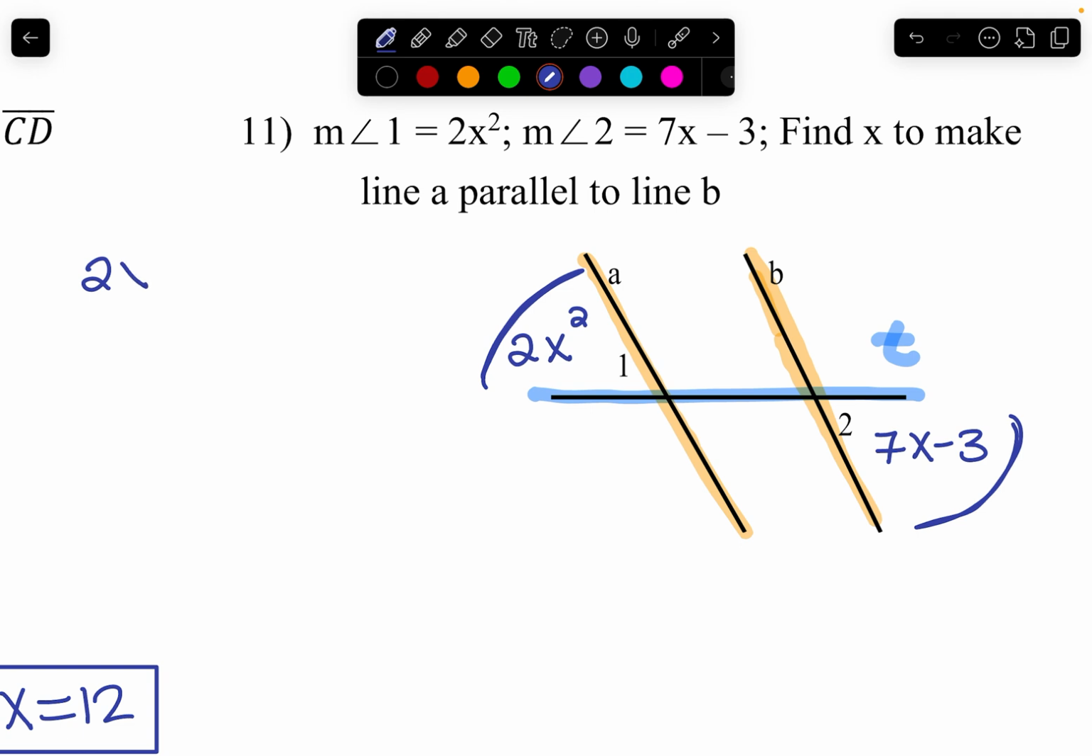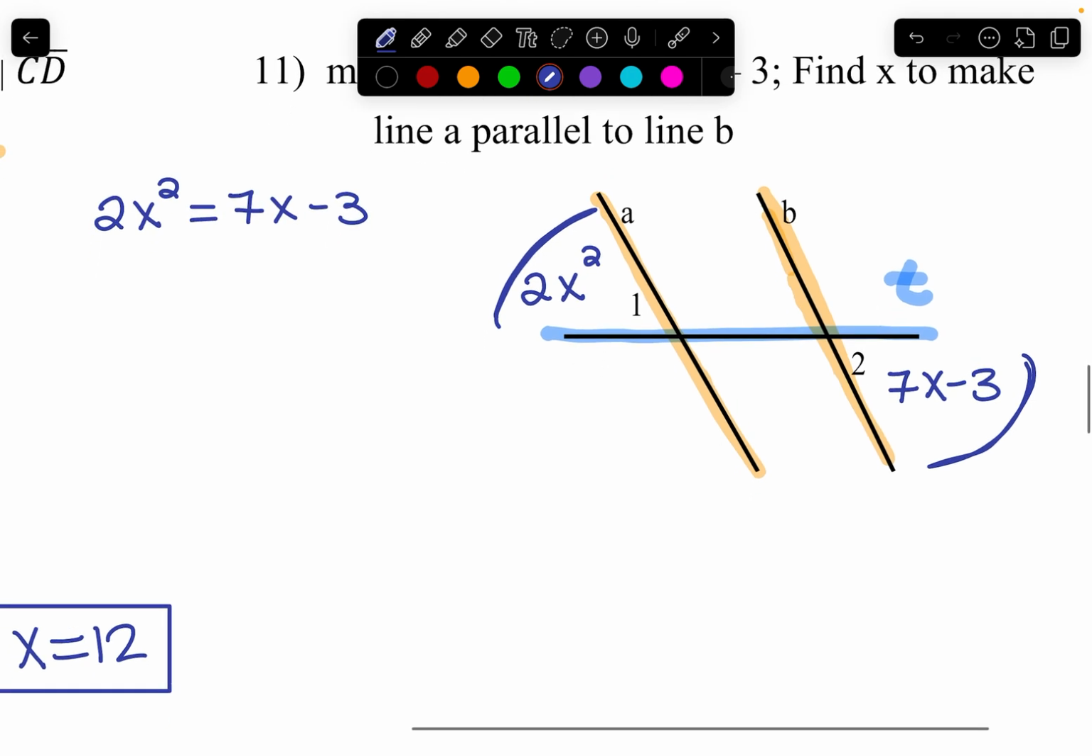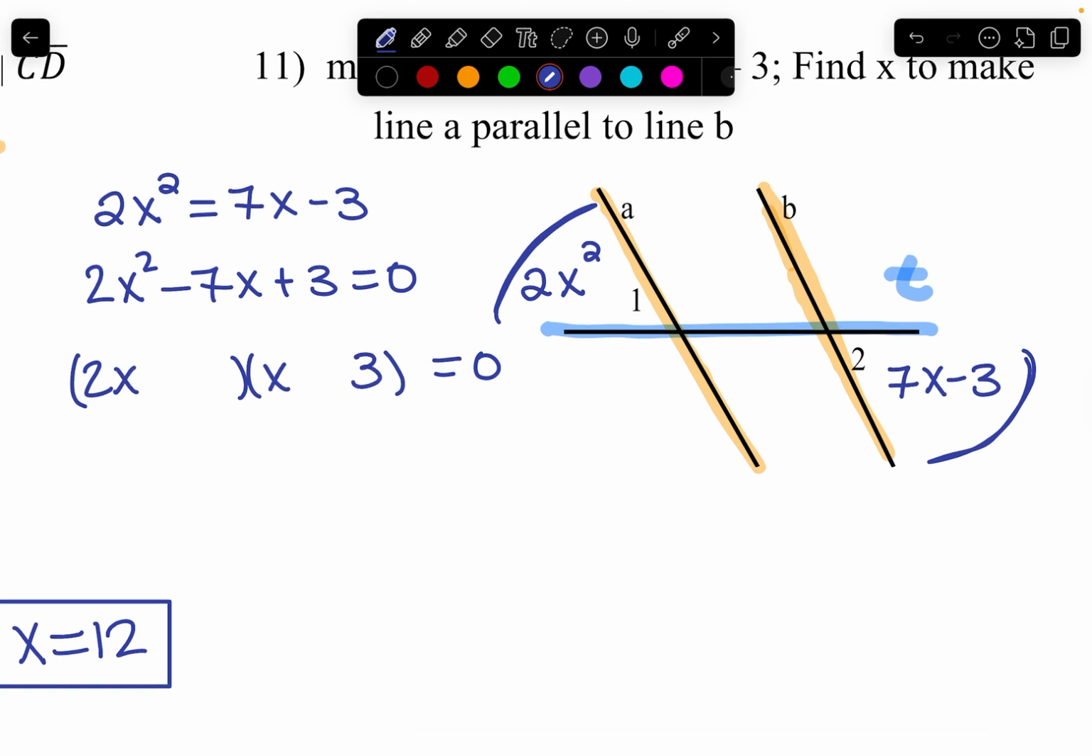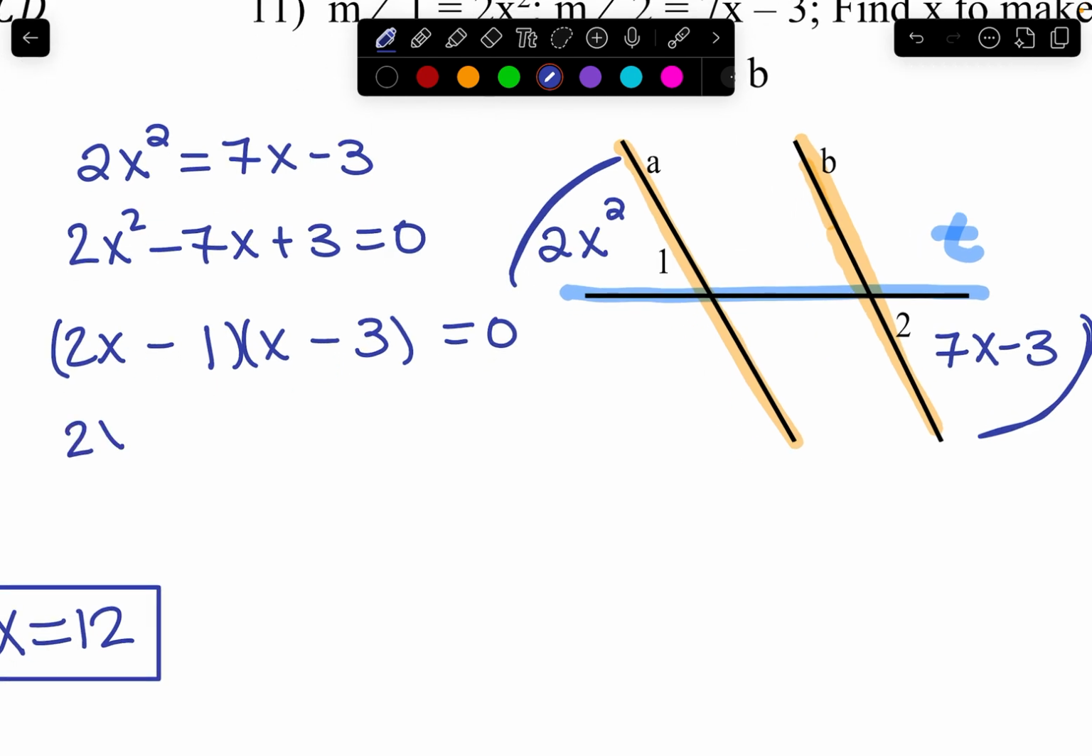And alternate exterior angles are angles that are congruent to each other. So we're going to set 2x squared equal to 7x minus 3. We have a quadratic, which means that my equation is going to need to equal 0 in order for me to factor. Okay, so take a second, factor this. I'm going to factor this the quick way that I know how to do, just for the sake of time. You would actually need to work this out. That's 2x squared minus 6 minus 1 plus 3. Okay, great. So then I would need to set both of these factors equal to 0 and solve. So x is going to equal 1/2, or x could equal 3.